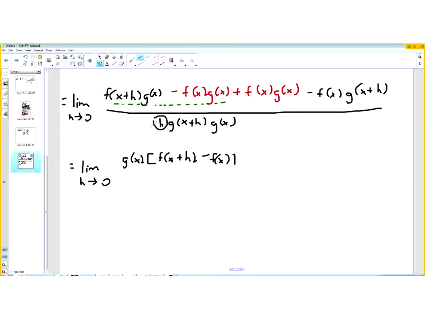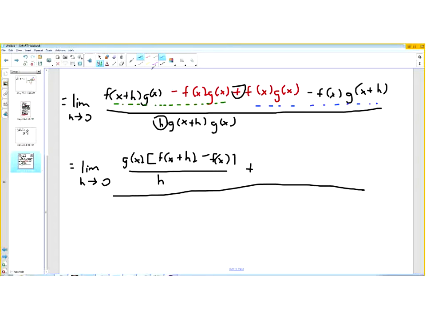Okay. And then I'm going to take this h and bring it upstairs, like this. You can do that because h divides each term in the numerator. All right, and then I'll have a plus right here, and I'm going to factor out the f of x from these two terms right here.